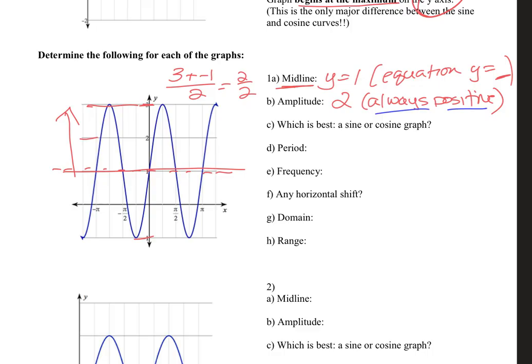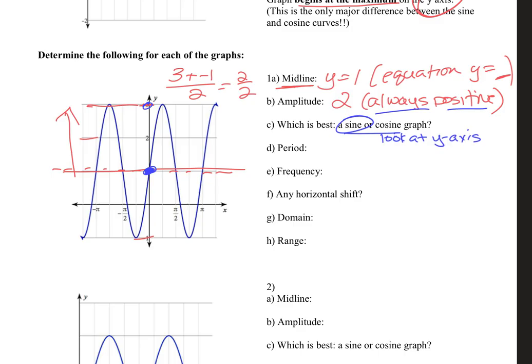Now, which graph is this? Is this better a sine or cosine? The way that we look at that, you look at the y-axis. This is what I was just talking about a second ago. If it hits at the midline, so I've already drawn my midline, and I have my y-axis, if it hits right here at the midline, this is sine. If it hits at the max or the min, it's cosine.